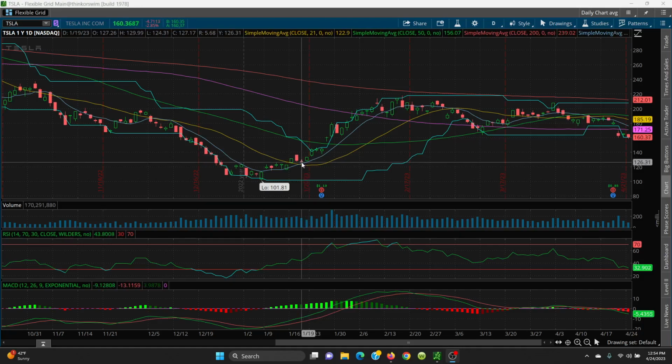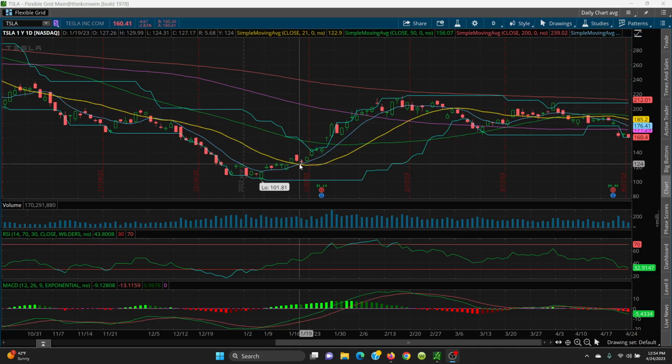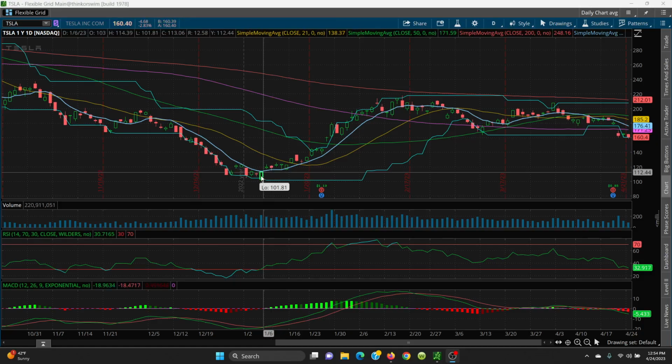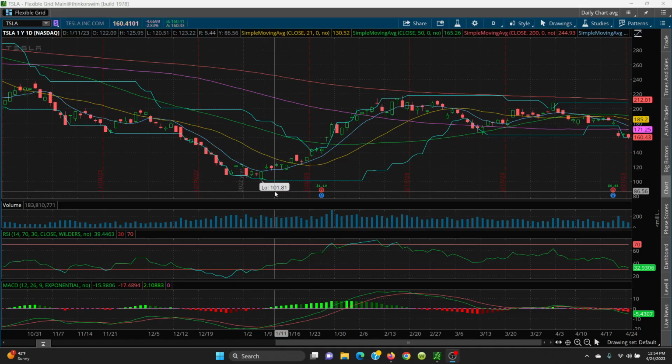Then we look here on this candle. This low right here is sitting at 124.31. Then we want to look at this candle right here. This is sitting at 122.63. That would be the fill. Then we want to look at this candle. This one here is 114.92. And then your fill here is 114.39. Then your retest is 101.81.